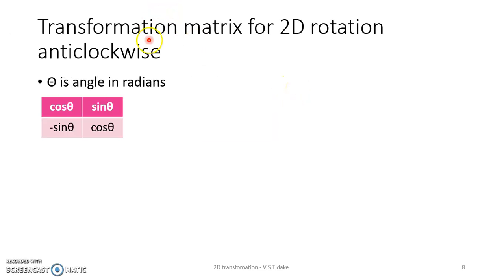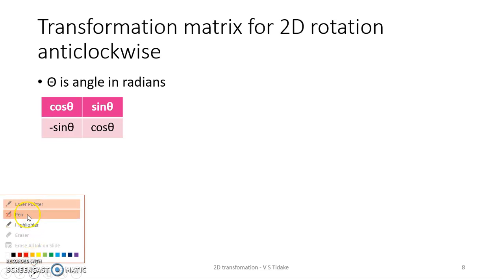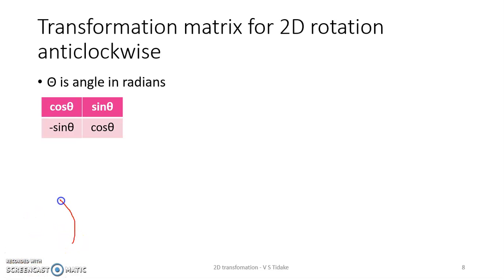Thus, we will get the transformation matrix for 2D rotation in the anti-clockwise direction, that is towards this direction. So if theta is the angle in radians, then the transformation matrix for 2D rotation in anticlockwise direction can be written as cos theta sin theta minus sin theta cos theta.